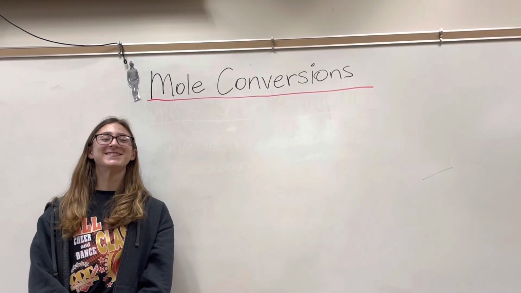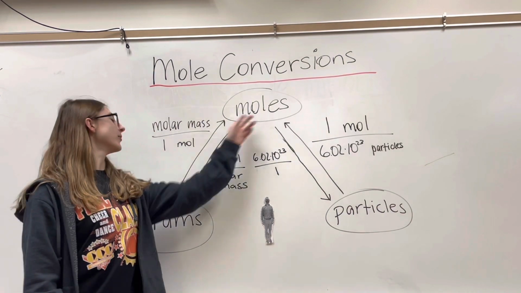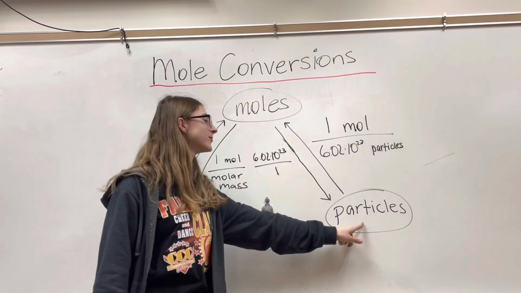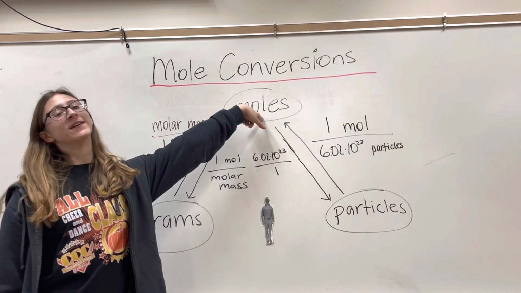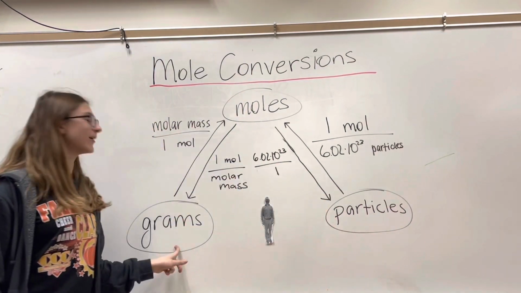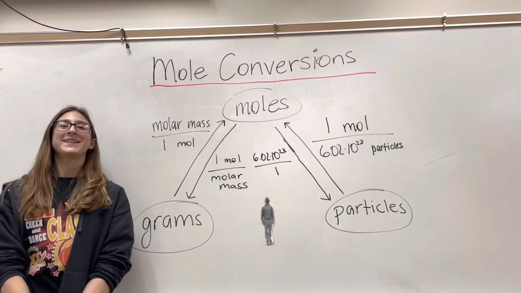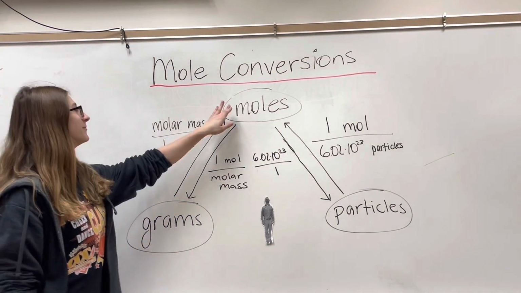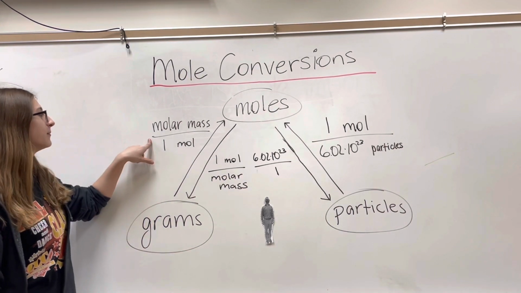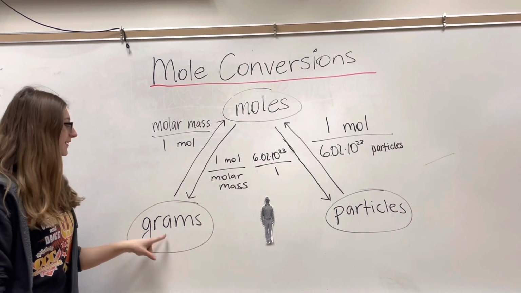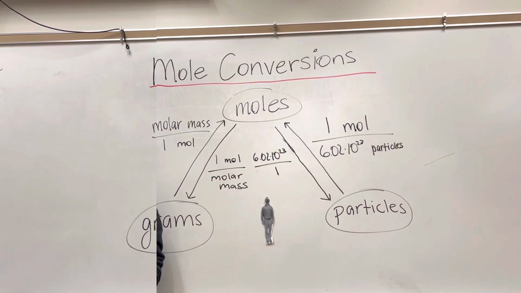Mole conversions. When doing mole conversions, you can convert from moles to grams, or moles to particles, or even from particles to moles or grams to moles. You can also go from particles to grams and grams to particles. When converting from grams to moles, you put the grams over 1 and multiply it by the molar mass of the element over 1 mole, and you multiply.